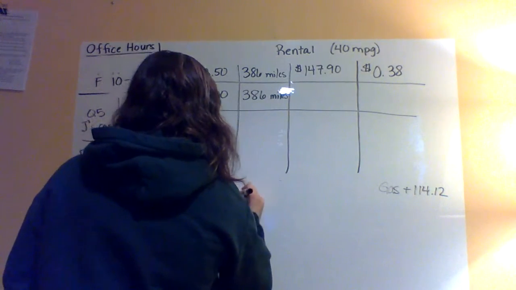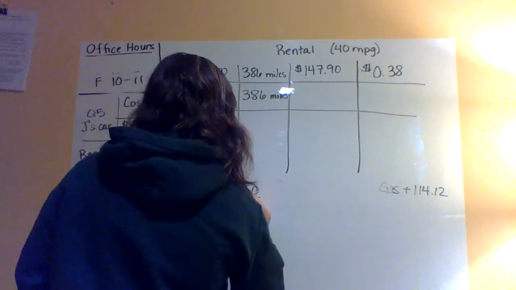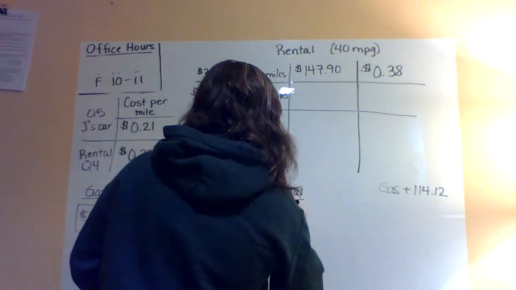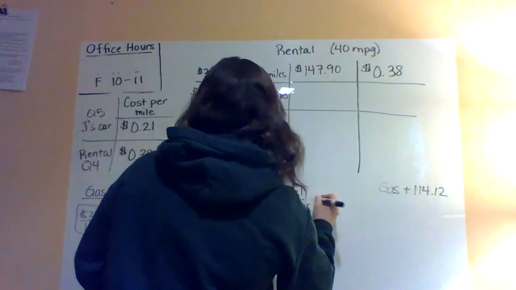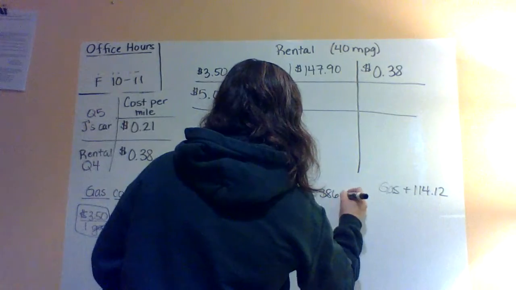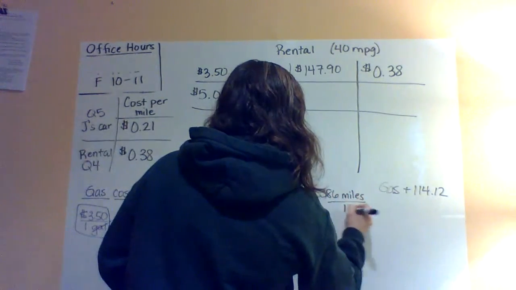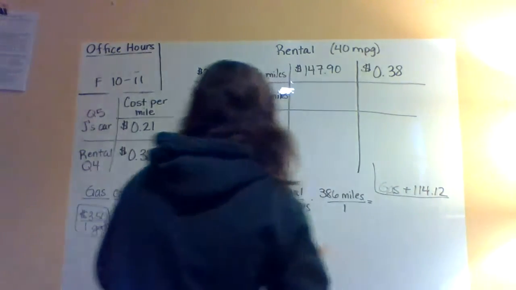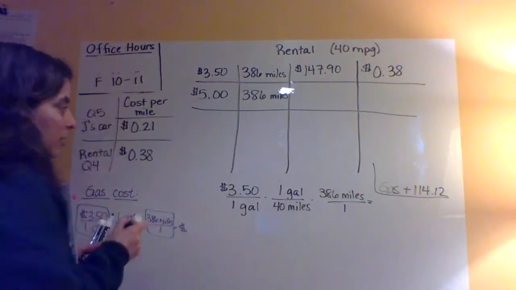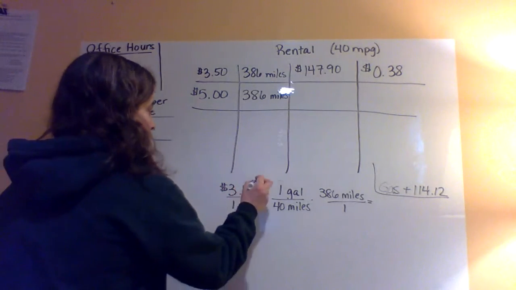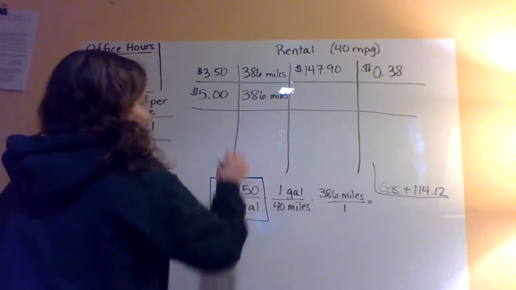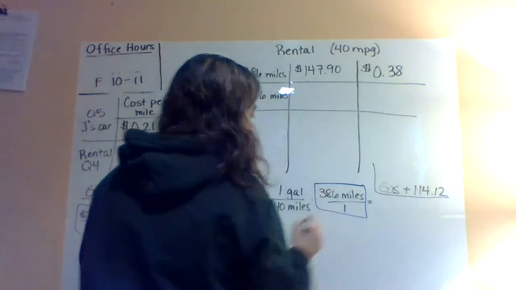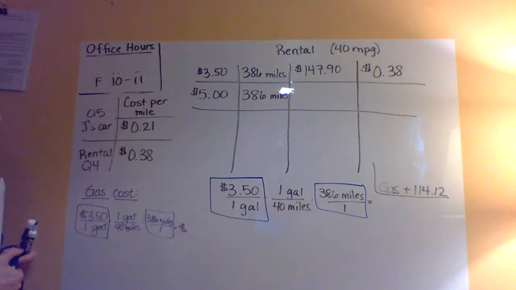So we have 350 over 1 gallon. We have 1 gallon for 40 miles. And we have 386 miles for the trip. Okay? And that's how we're figuring out the gas cost. And again, this one right here, the price of gas, is something that is going to change throughout this table. And this one right here is also going to change. So this is what we had for the first row.